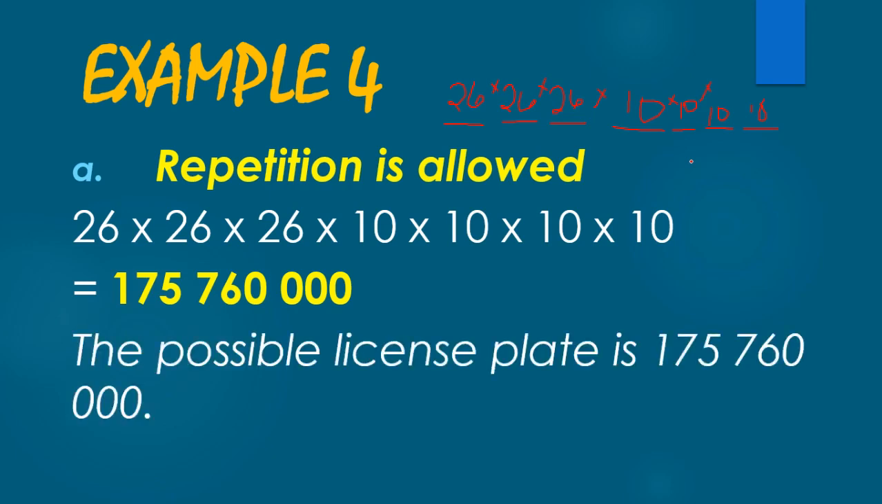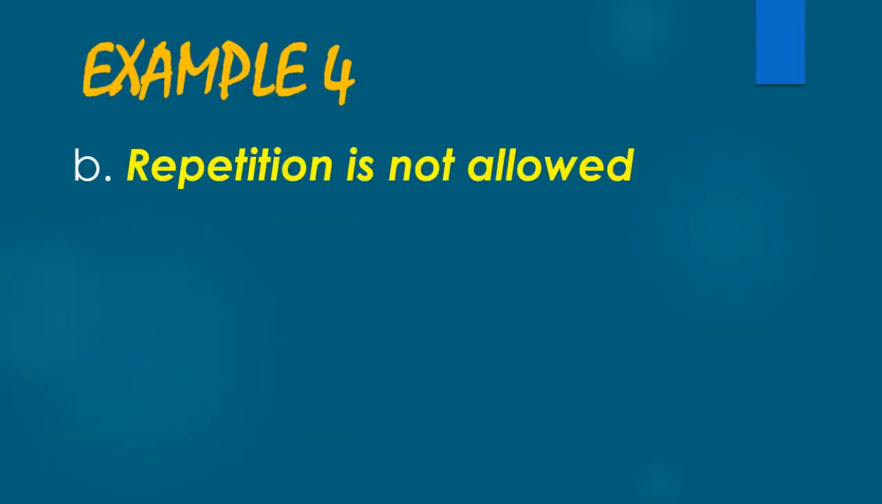So that would be the possible license plates: 175,760,000. Now for the next condition, if the repetition of letters is not allowed. Again, we have the 3 spaces for the letters, and for the numbers or digits, we have 4 spaces. So if repetition of letters is not allowed, at first we have 26 choices times, if we use, let's say, letter A here, our letter A cannot be used on the other space. So it would be 25.